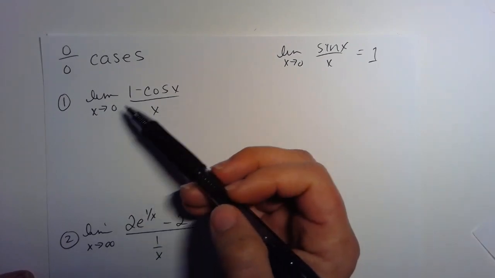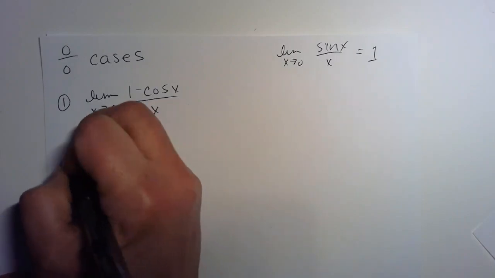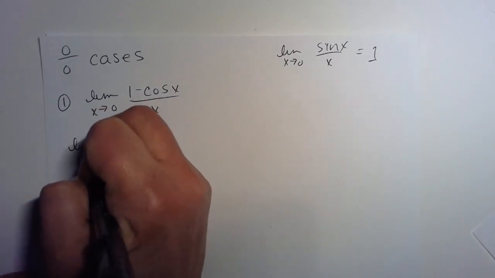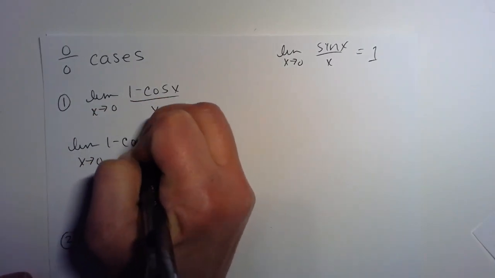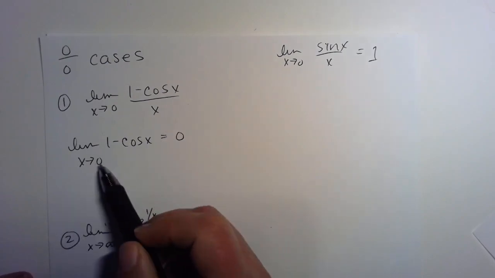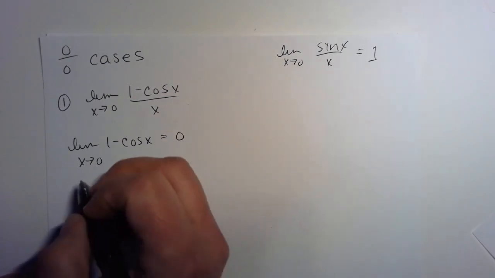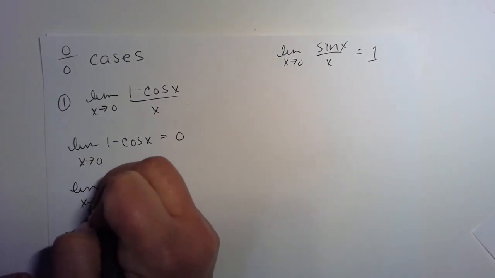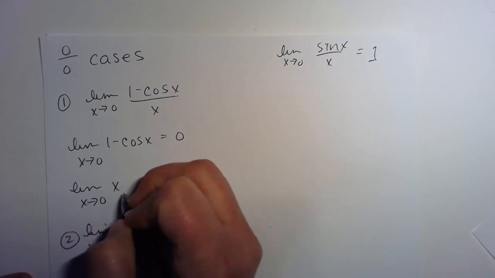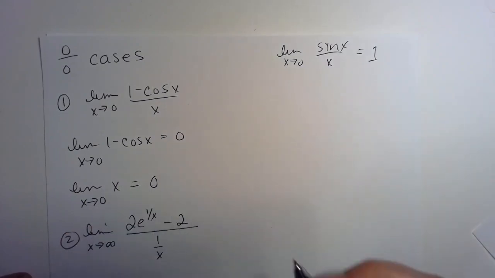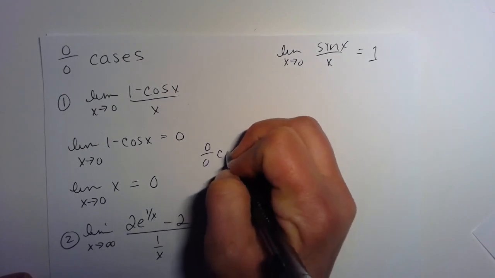So if we plug in 0 here, now this matters, we have to check it. If I write these out separately, the limit as x approaches 0 of 1 minus cosine of x is actually equal to 0, right? Because cosine of 0 is 1, and the limit as x approaches 0 of x is also 0. So this is a 0 over 0 case.